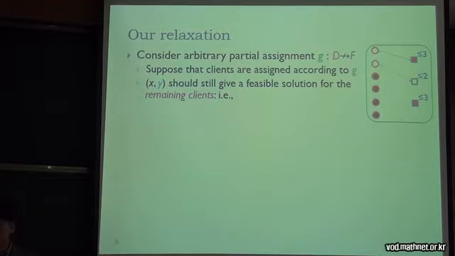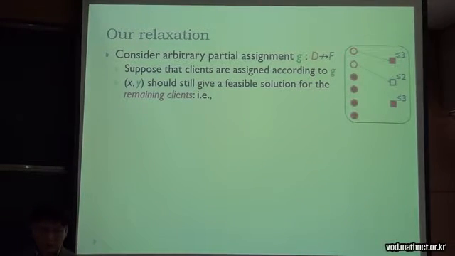So in order to strengthen this LP relaxation, because that's the first step that we need to do if we want to get a good approximation algorithm, we are going to consider some arbitrary partial assignment or partial function that assigns some of the clients to some of the facilities. Basically the intuition is that we are going to treat it as if this is going to be part of our final solution. And then what we want to say is that the LP solution itself, even after doing this particular partial assignment, still has to be a feasible solution for the clients that remain unassigned by this partial function.